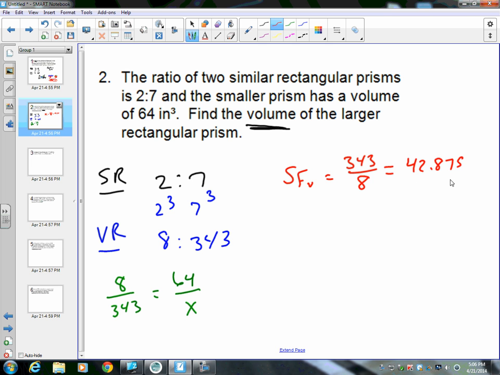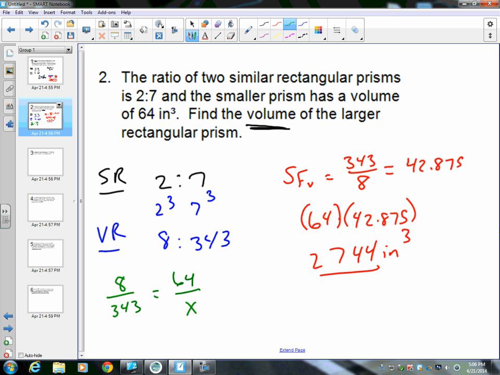After we know this, we can multiply our smaller one by our scale factor, and we can get our new larger volume. So we get 64 times 42.875. I'm going to go ahead and put these in parentheses just to make sure. Okay, we can go ahead and multiply these out. 64 times 42.875, and we get the answer 2,744. Okay, and this would be inches cubed.